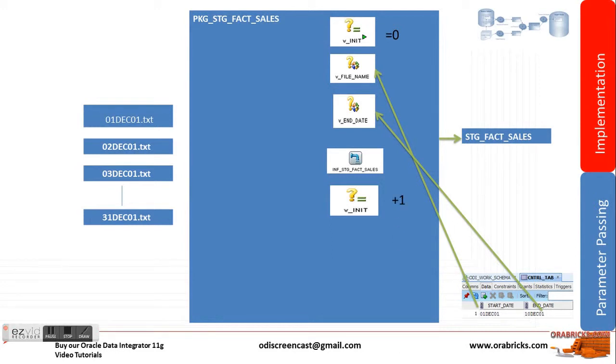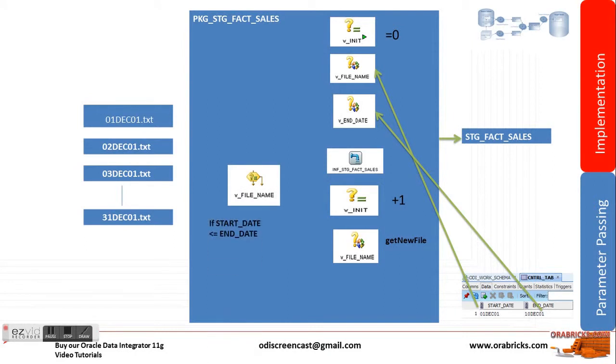Now I am going to increment the value of v underscore init to 1, because 0 plus 1 is 1. Then I am going to refresh my variable v underscore file name. This get new file step means that when the value of v underscore init becomes 1, v underscore file name will be assigned 01 December 01 plus 1, which is 02 December 01. So the second December transaction file will be populated. Then I am going to check whether the start date is less than or equal to the end date.